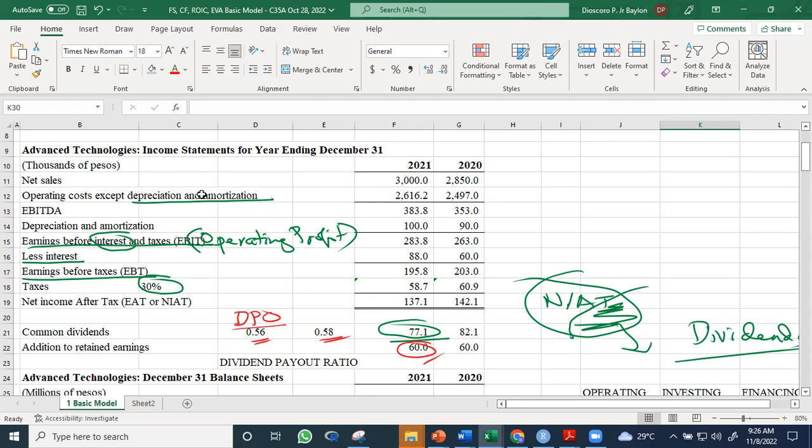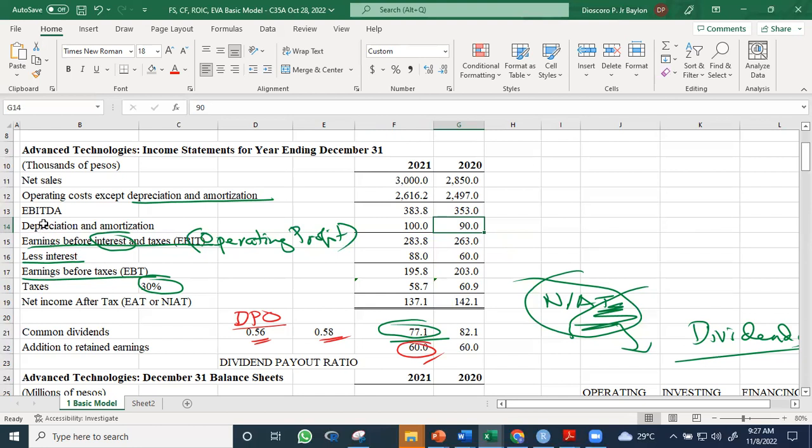Because depreciation and amortization are non-cash items. And these amounts will be used when we construct the statement of cash flows. So after EBITDA, you subtract depreciation and amortization. So here you can see the depreciation and amortization amount. For 2021, it's 100. For 2020, it's 90. Okay, and then subtract interest to get your earnings before tax.